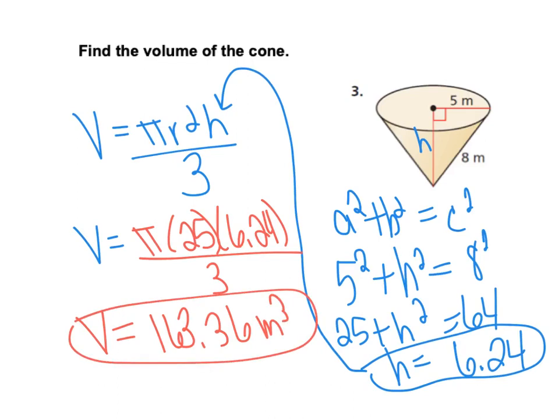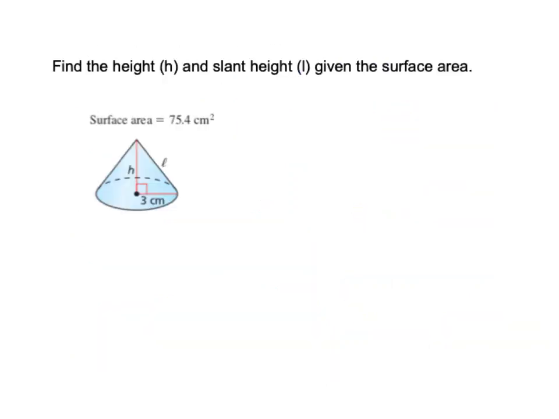Okay, moving on. This one says find the height, which is 8, that's that perpendicular distance, and the slant height, that cursive L, given the surface area. So we know it says surface area, which means we are going to need to use the formula for surface area. So let's go ahead and just write the formula out first. Surface area equals pi r squared plus pi r L.